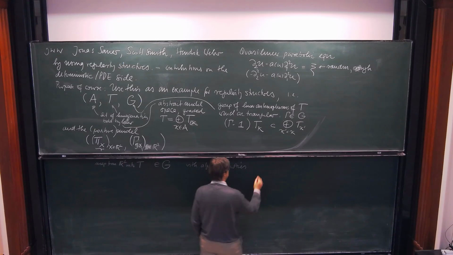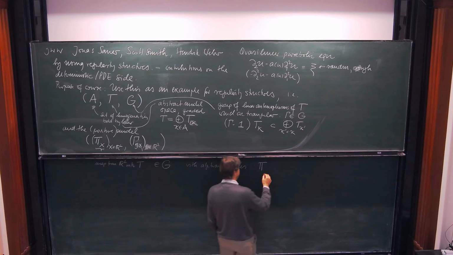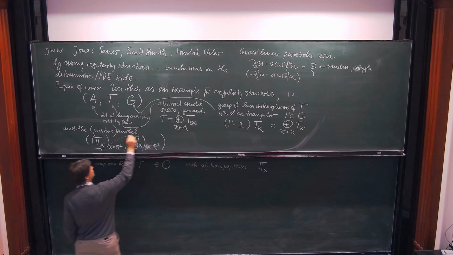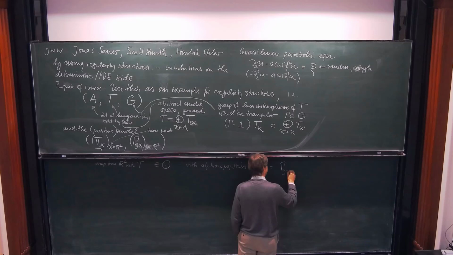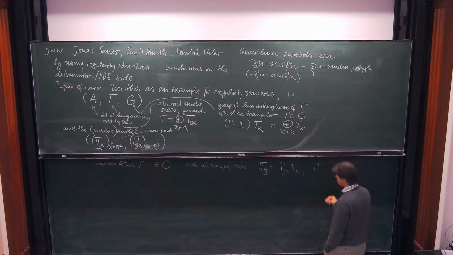That this here provides a change of base points. So this point x is also often called the base point. So Pi_y is equal to Gamma_yx Pi_x. And these changes of base points are transitive or compatible in the sense that Gamma_zx is equal to the composition of Gamma_zy and Gamma_yx. And then there are analytic properties.